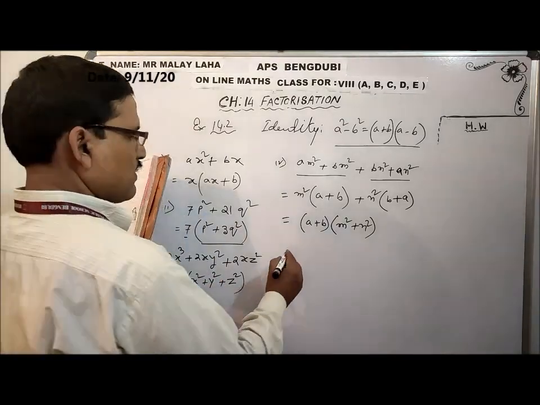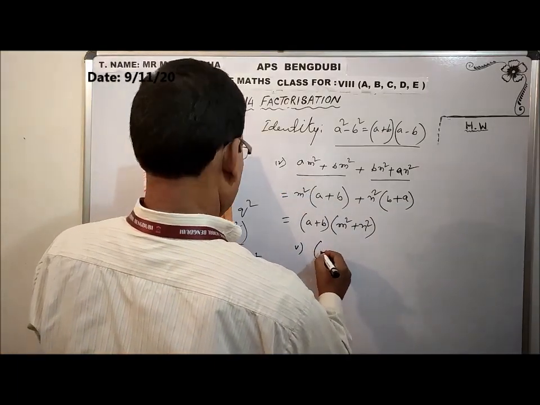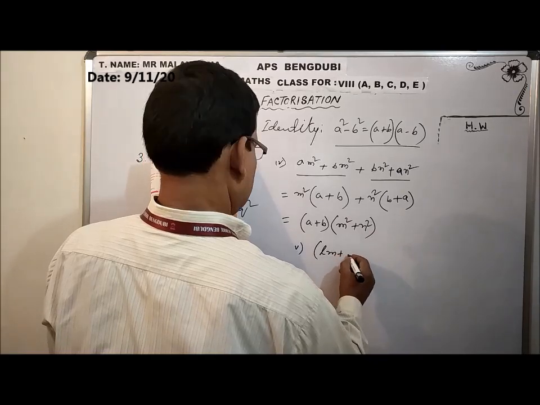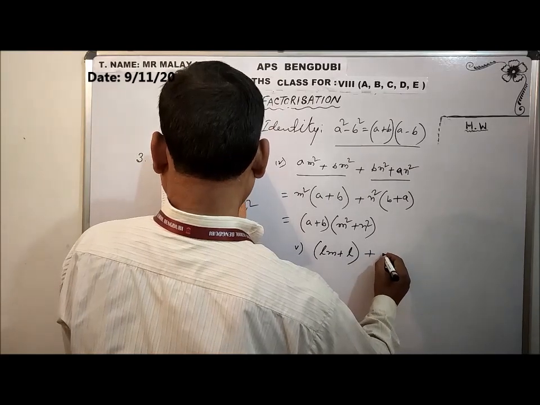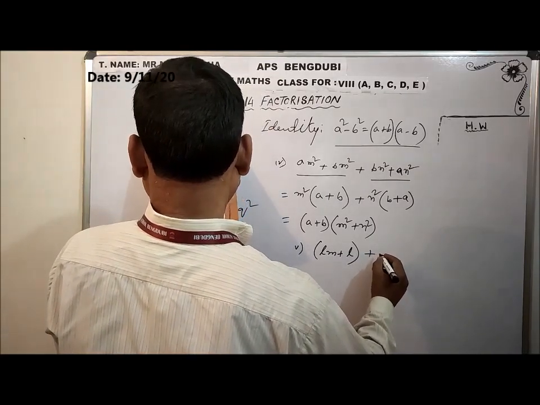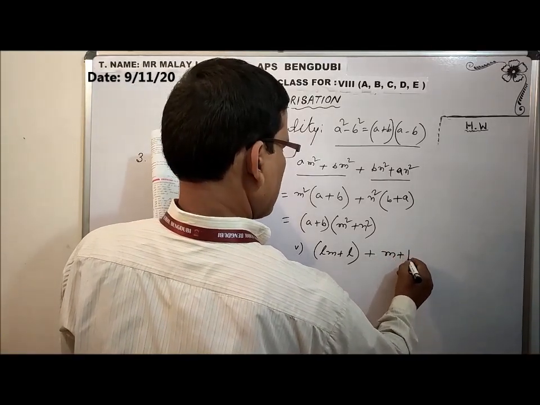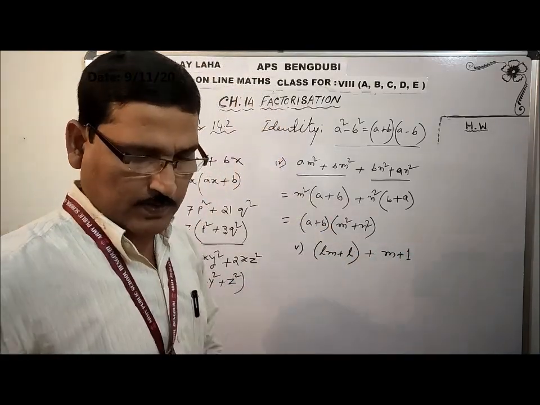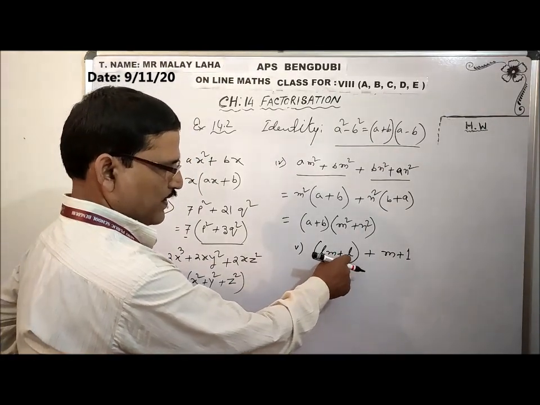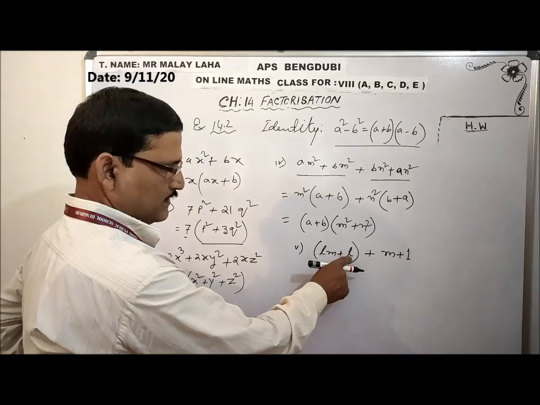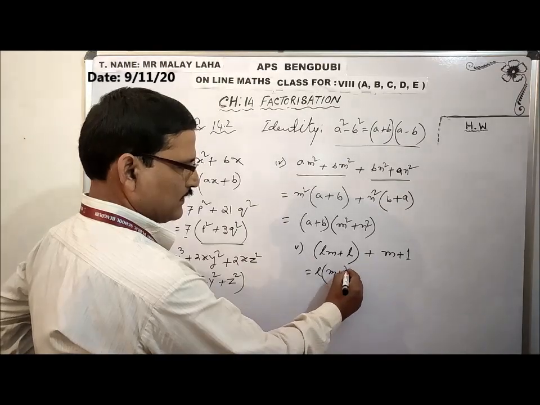Clear? Now question number 5. Lm plus L, clear, and plus M plus 1. This is 1, this is L. Mind it. This one, what will I do? What is common in these two factors? L, M, and it is L. So I can take L as common. What is left out? M plus 1.